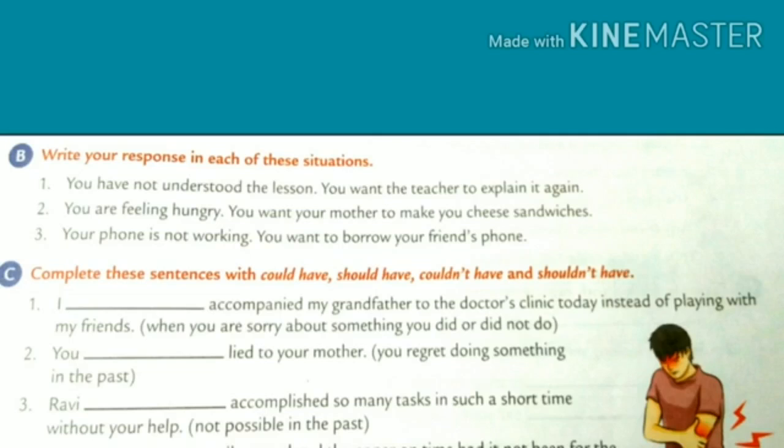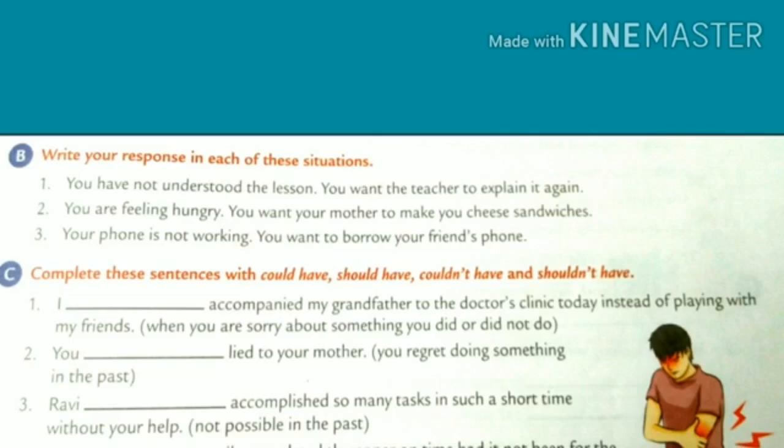Second sentence, you dash lied to your mother. And also, you regret doing something in the past. That means you shouldn't have lied to your mother. You did it. You lied. You are regretting what you did in the past. That means you shouldn't have lied to your mother.